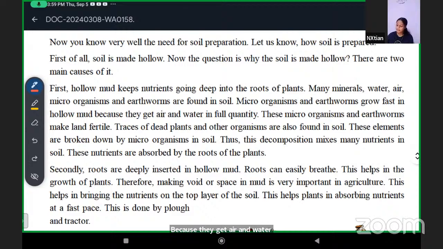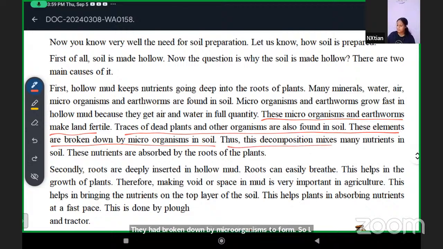These microorganisms and earthworms make land fertile. Traces of dead plants and other organisms are also found in soil. Now we know that in soil, the dead plants and animals are broken down by microorganisms to form soil. Thus, this decomposition mixes many nutrients in the soil. These nutrients are absorbed by the roots of the plants.